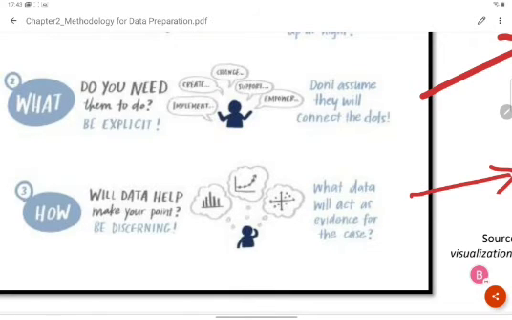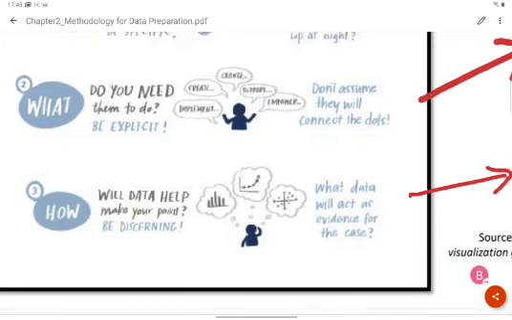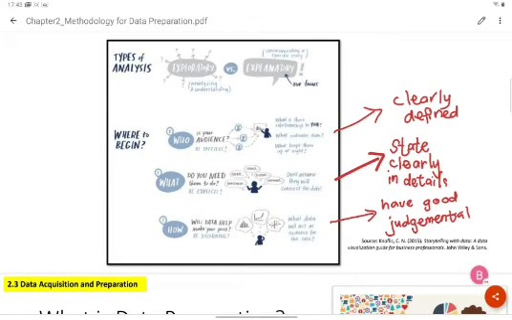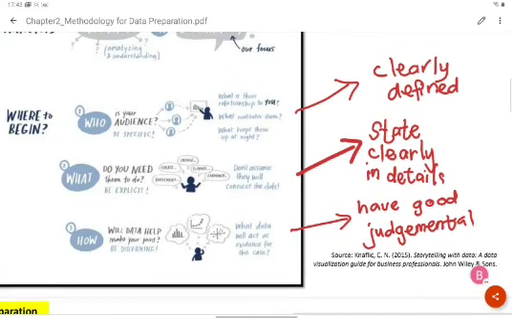Okay, you have to know what type of data will help you determine the evidence for the case. Determine what data is suitable for your audience. Okay, have very good judgment.